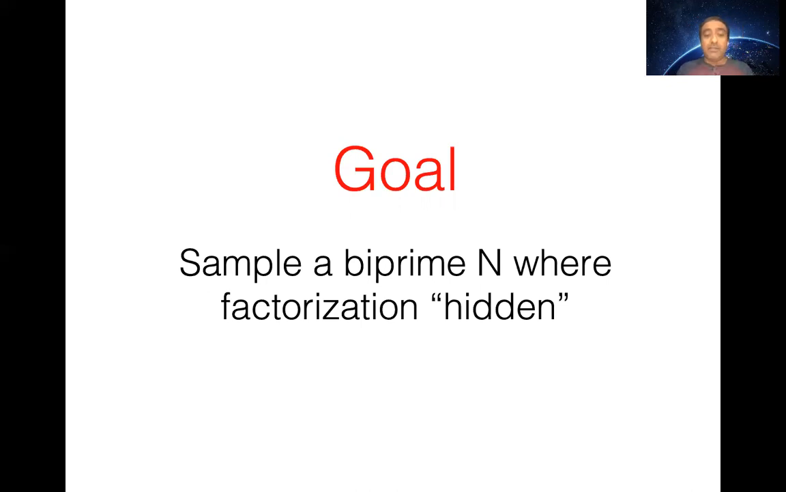So the goal for us in this work is for the world to have an instantiation of a verifiable delay function based on an RSA biprime. So the goal is to sample a biprime n where the factorization is hidden. And we're going to use a time-tested approach. Short of having some secure hardware do this, the only approach we know of is to use secure multi-party computation, or MPC.